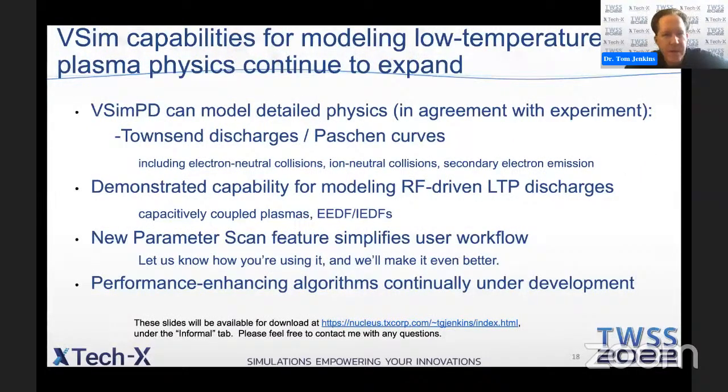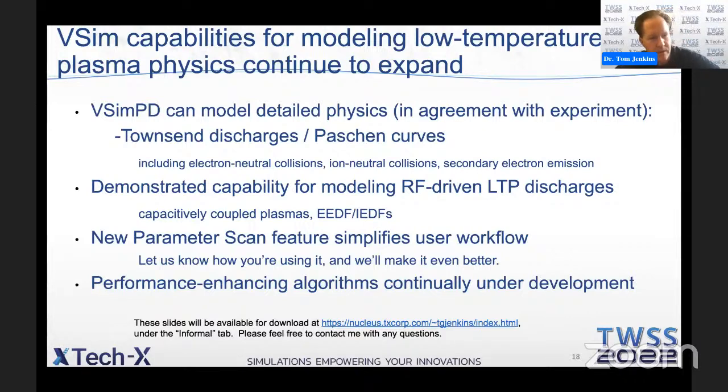So generally speaking, we have been working with our VCMPD package. We feel good about our efforts to model physics that matches experiments. We got good agreement with Townsend discharges, good agreement with Paschen curves. We're doing good work in developing good analyzers for modeling RF-driven low temperature discharges, capacitively coupled plasmas, and then, as will be talked about in a talk tomorrow by Daniel Main, we're developing our capability for magnetron sputtering that brings in many of these features as well.